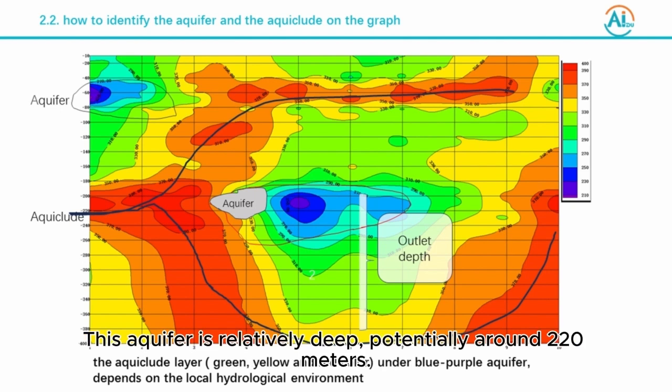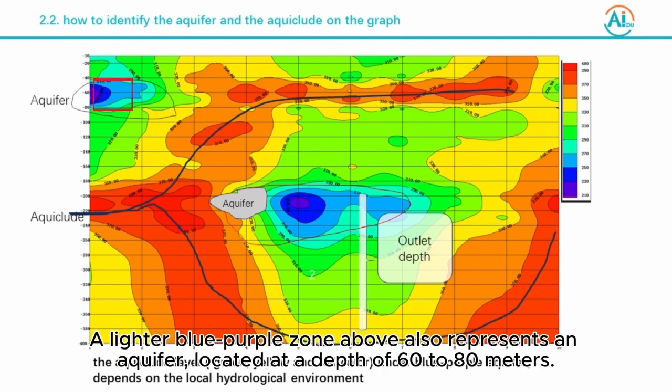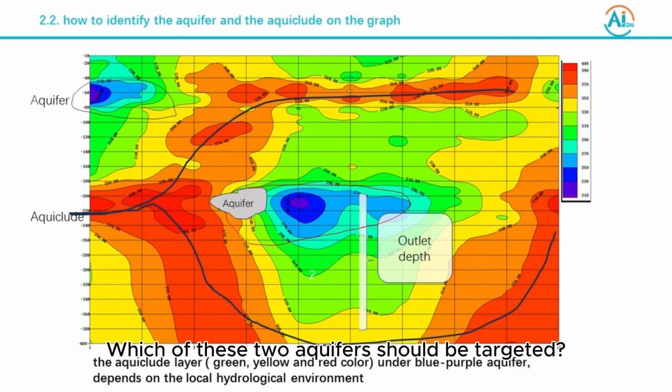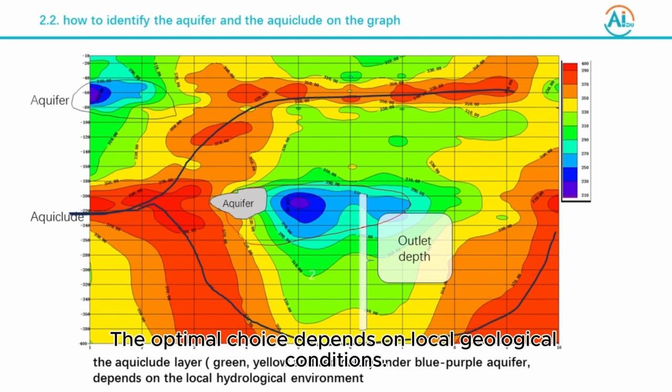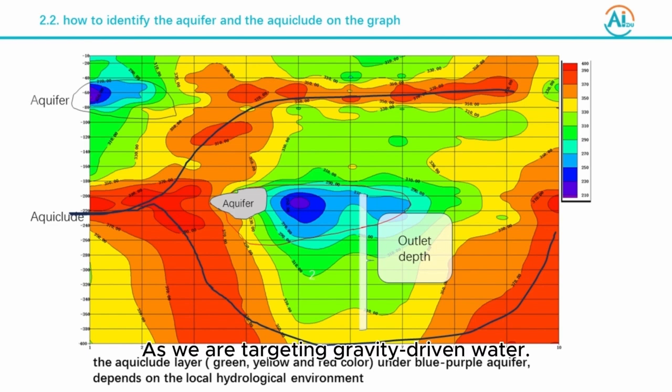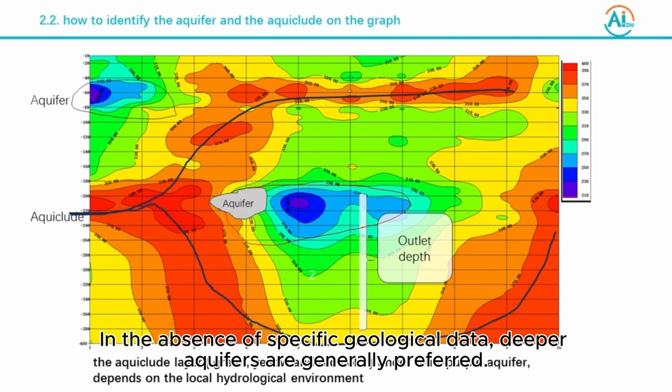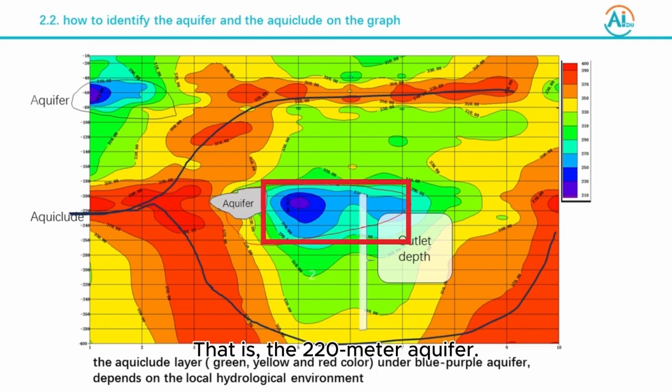This aquifer is relatively deep, potentially around 120 meters. A lighter blue-purple zone above also represents an aquifer located at a depth of 60 to 80 meters. Which of these two aquifers should be targeted? The optimal choice depends on local geological conditions. As we are targeting gravity-driven water, in the absence of specific geological data, deeper aquifers are generally preferred. That is, the 220 meters aquifer.